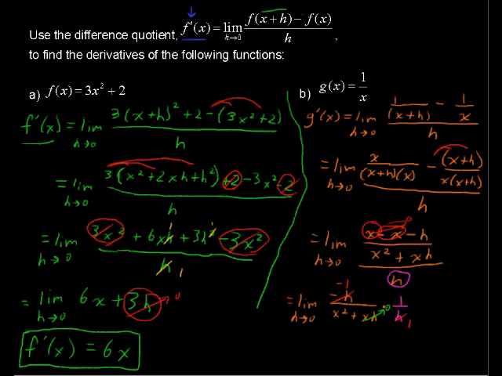So what we're left with is this g prime of x, the first derivative, is equal to negative 1 over x squared, which does equal negative 1 times x to the negative 2, if you remember how your negative exponents work. So there's an example of the difference quotient.